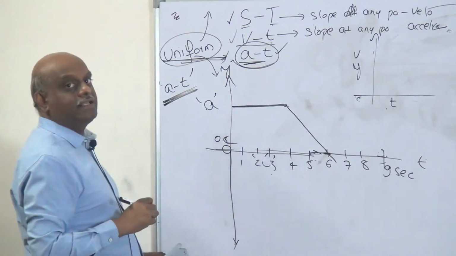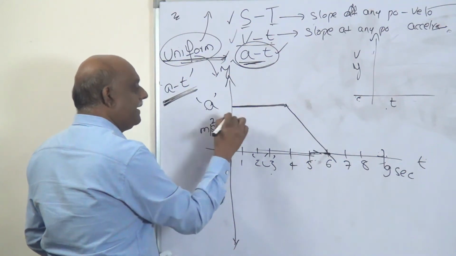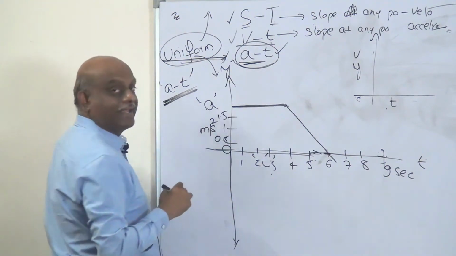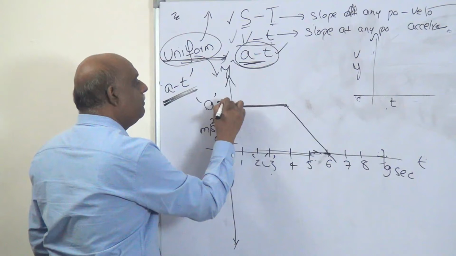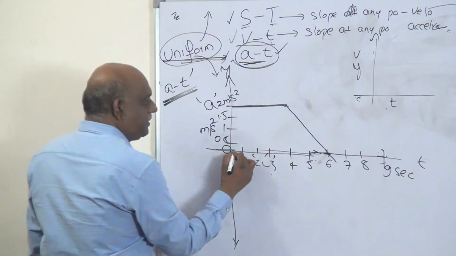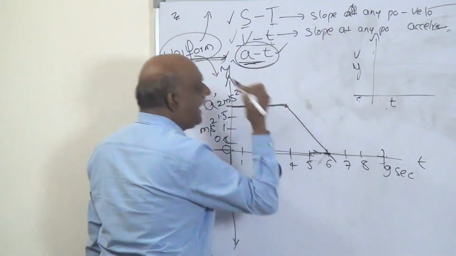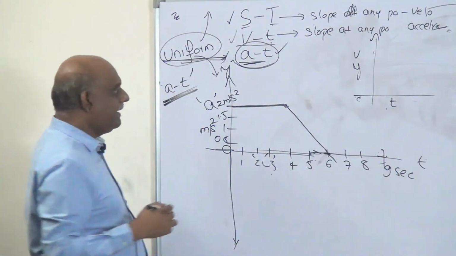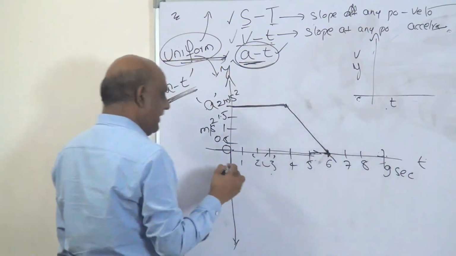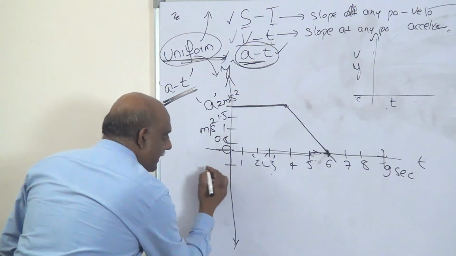0.5, what is the unit of acceleration? 0.5 meters per second square, 1 meter per second square, then 1.5 meters per second square, and here you have 2 meters per second square. So, the first 4 seconds it traveled at a uniform acceleration, and after that acceleration started decreasing, and by the 6th second it has become 0. Then below the axis, how will it be?